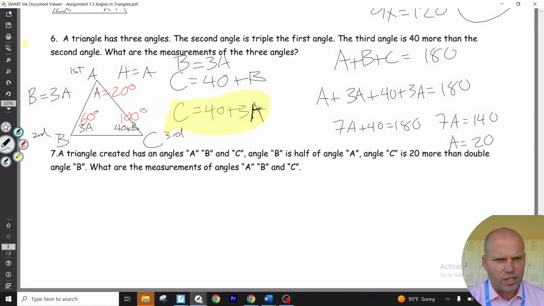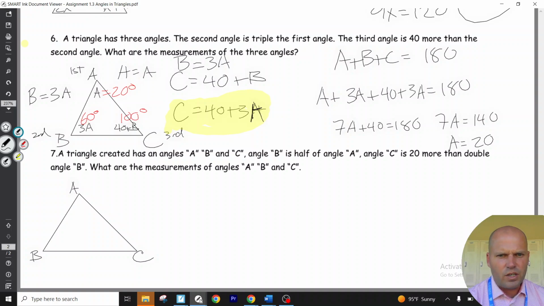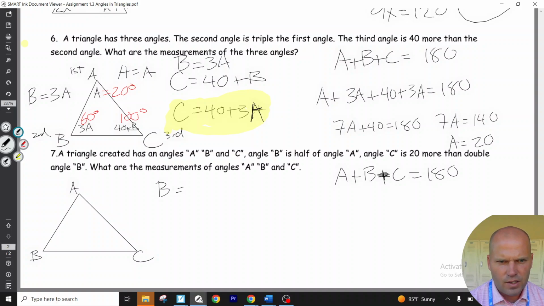And number 7 is very much like number 6. We have angles A, B, and C. So the first angle, second angle, third angle kind of deal. A, B, C. So this is number 7. We know that angle B plus angle A plus angle C is 180. We have angle B is half of angle A. We have angle C is 20 more than double angle B. So I'll say 2B plus 20.